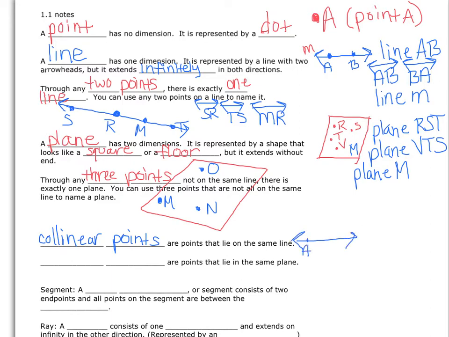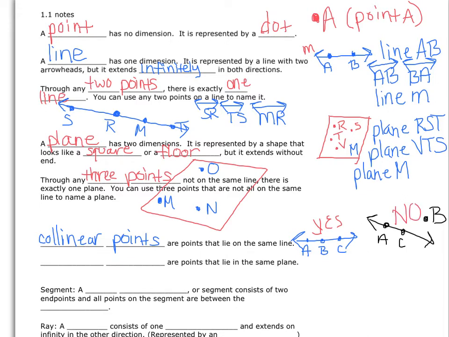So if we have points A, B, and C, and you might have a question like, are they collinear? Yes, these would be collinear. If we had another drawing of a line, and we had A, B, and C, and then we had B off the line, are these collinear? This would be a no. These are not collinear because they're not all on the same line.